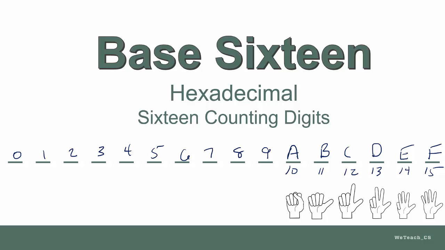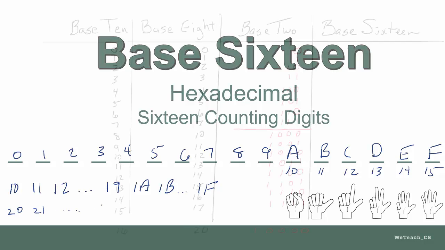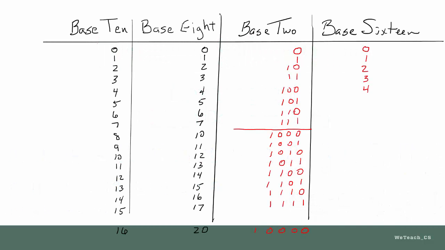Once you reach F, the final counting digit in base 16, the next combination is, you guessed it, 10 base 16. Then 11, 12, and so on to 1A, 1B, 1C, 1D, 1E, and finally 1F. Once you get to 1F, then you start with 20, 21, 22, and so forth. Here is a table that shows all of these values.